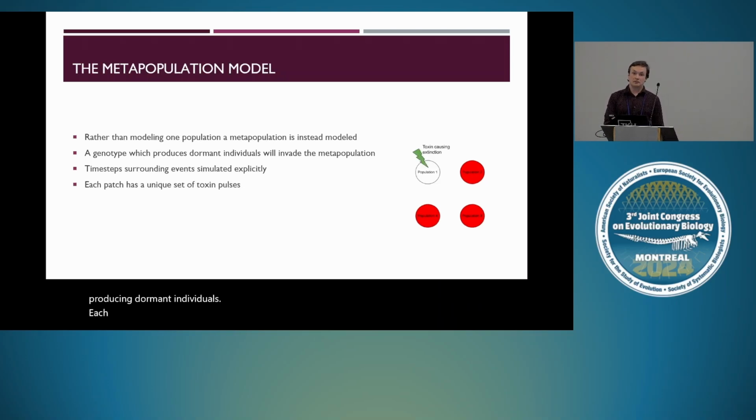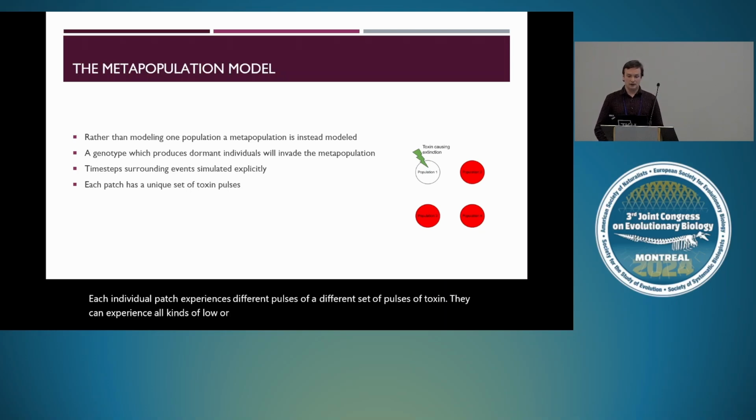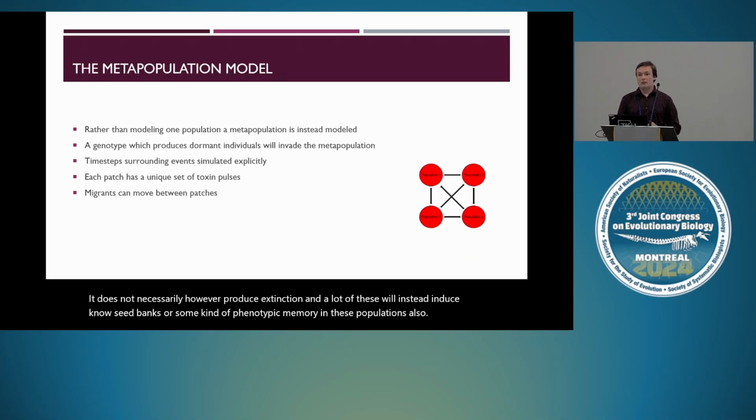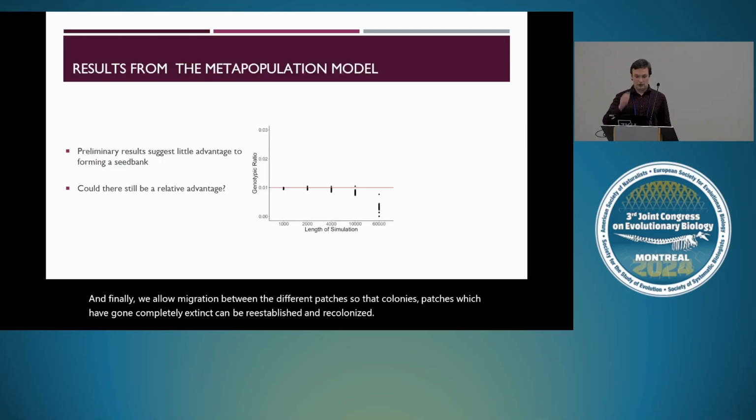Each individual patch experiences a different set of pulses of toxin. They can experience all kinds of low or strong pulses, and this can produce extinction in many of these patches. It does not necessarily produce extinction, however, and a lot of these will instead induce seed banks or some kind of phenotypic memory in these populations. And finally, we allow migration between the different patches so that patches which have gone completely extinct can be reestablished and recolonized. So what do we find for the results of this?